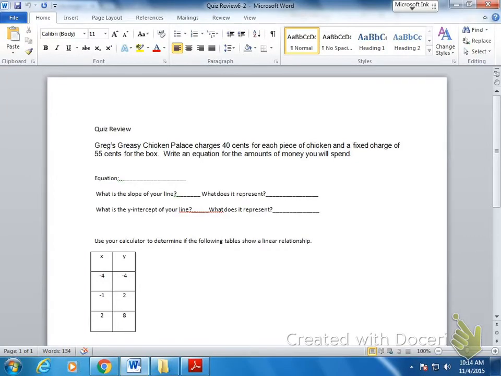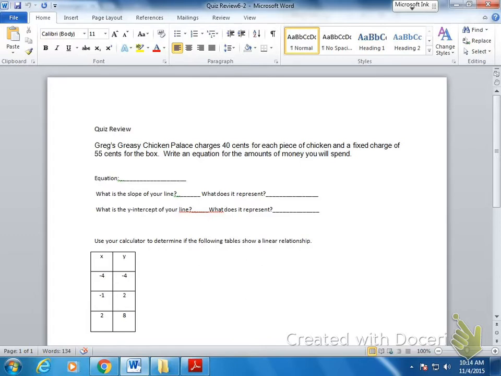All right, guys, so here's a quick quiz review. The quiz will be similar to this one, so you might want to pay attention. It says Greg's Greasy Chicken Palace charges 40 cents for each piece of chicken and a fixed charge of 55 cents for the box. Write an equation for the amounts of money you will spend.